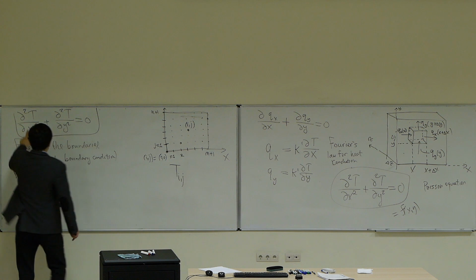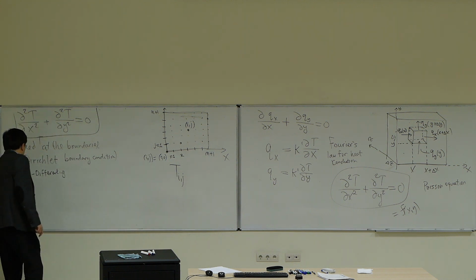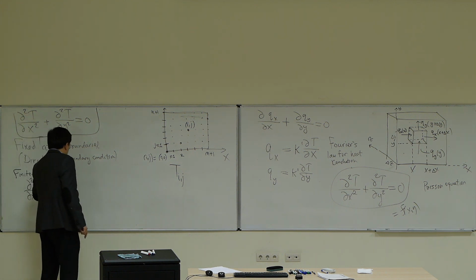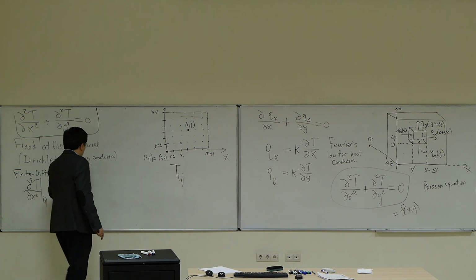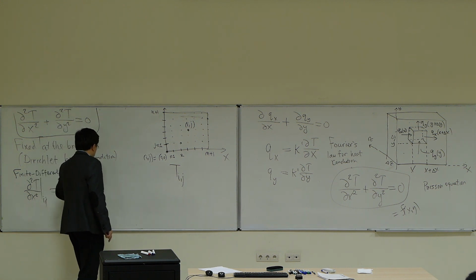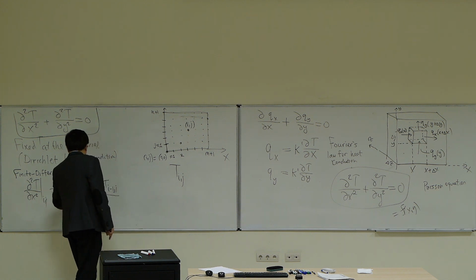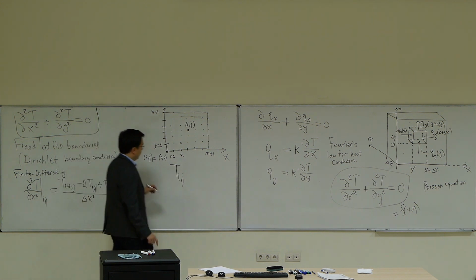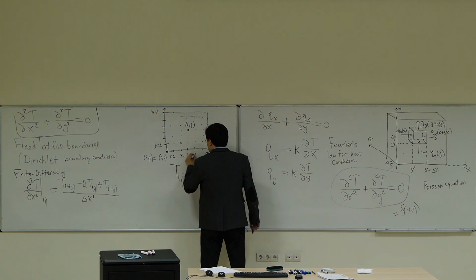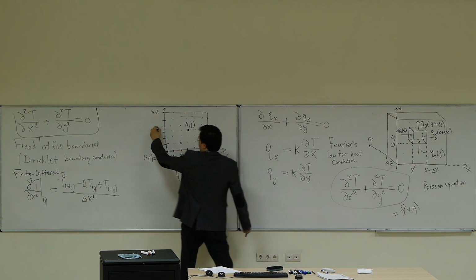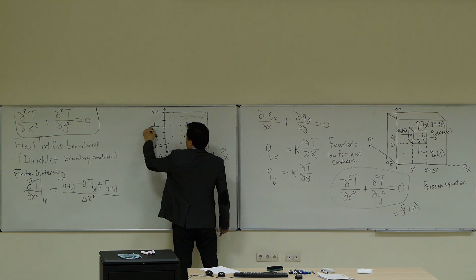Next, I need to approximate this derivative. The second derivative of T with respect to x at point i, j through finite differencing will be just T(i+1, j) minus 2 T(i, j) plus T(i-1, j), divided by delta x squared. I'm using the centered formula. By the way, the distance here is delta x, and it's equidistant everywhere. Similarly, here, the distance between neighboring points is delta y.